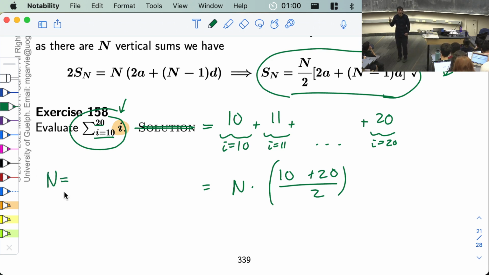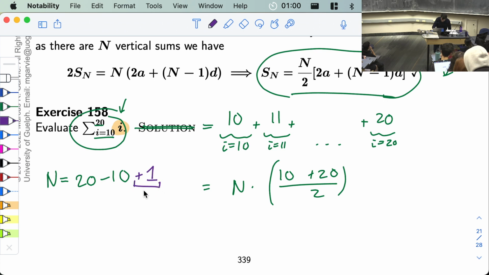A lot of people say the number of terms, we're going from 10 to 20. How many terms are there? 20 minus 10, right? We started at 10, we ended at 20. You subtract them, that's how many there are. That's wrong. The answer is 20 minus 10, and this is a really important thing, plus 1. Plus 1. Don't forget.